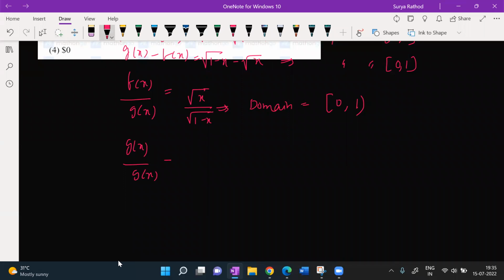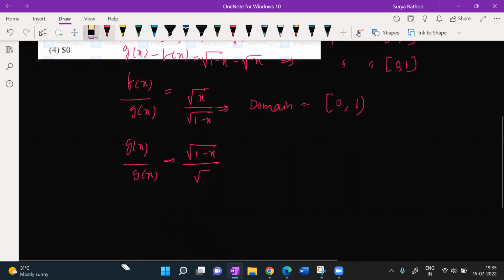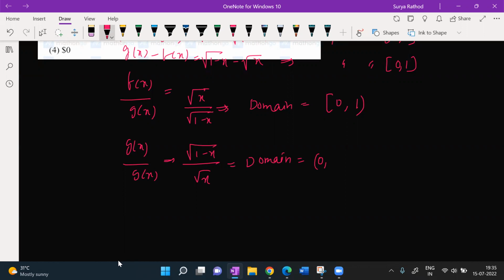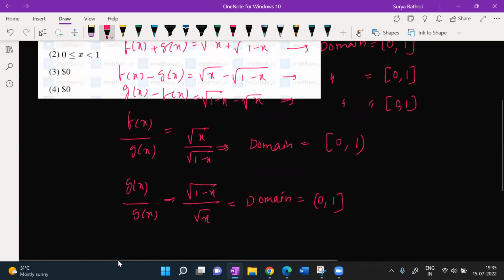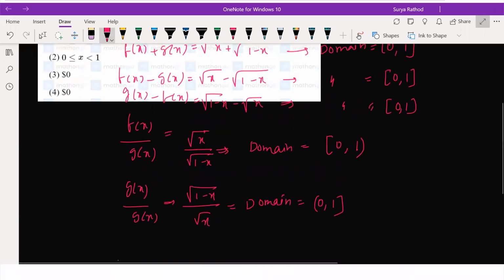What is the domain of this? So square root of 1 minus x by square root of x. Here the domain is going to be: 0 cannot be included, so open bracket 0 to 1. Cool. So this is the domain.